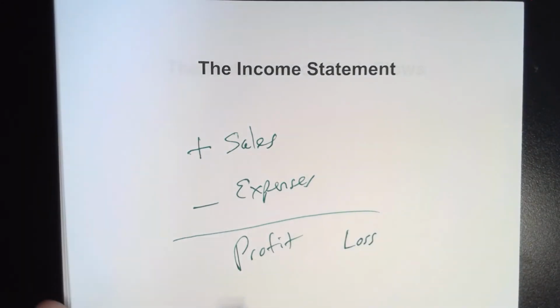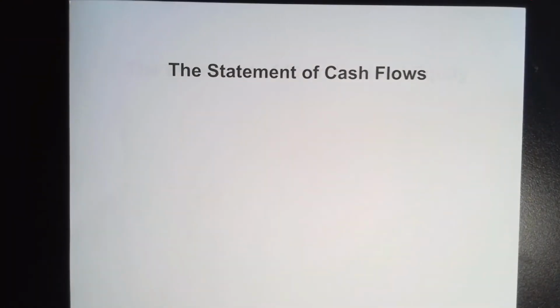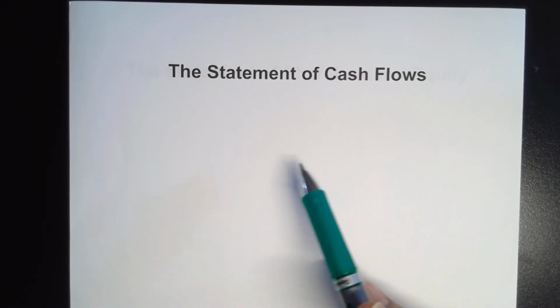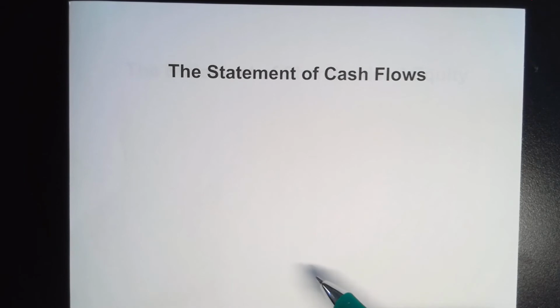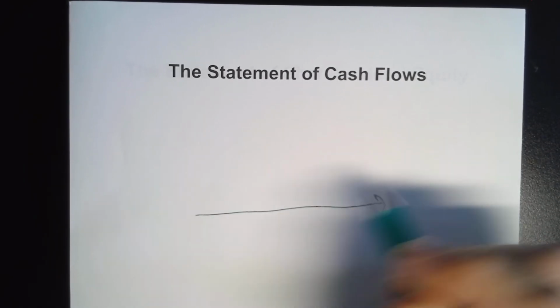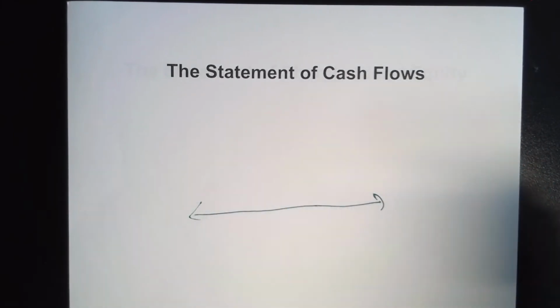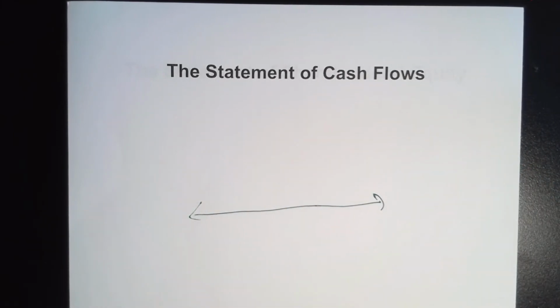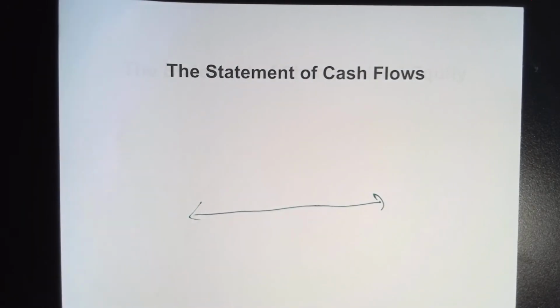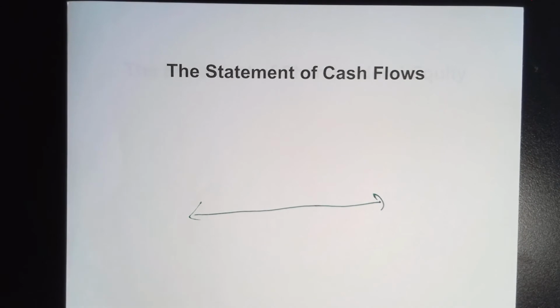The next basic financial statement that I want to discuss is the statement of cash flows. This one is exactly as it is named. It shows the amount of cash flowing through the organization during a specified time period, maybe like a year. We will discuss in a later video why cash flow might differ from the revenue and expenses found in the income statement, because it often does.